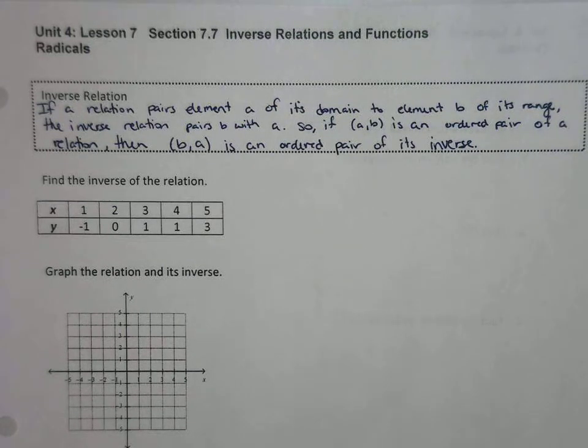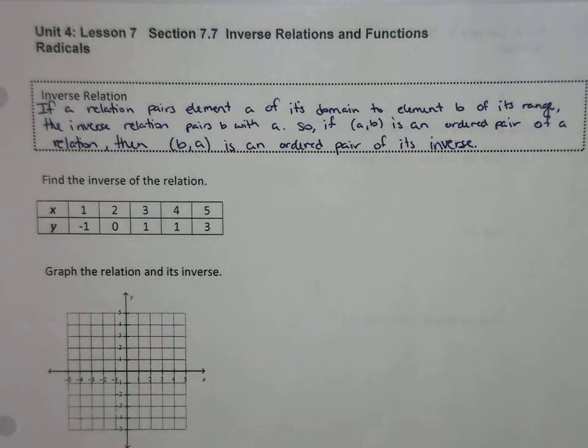Today we are going to be looking at inverse relations and functions. So an inverse relation: if a relation pairs element A of its domain to element B of its range, the inverse relation pairs B with A. So if (A, B) is an ordered pair of a relation, then (B, A) is an ordered pair of its inverse.